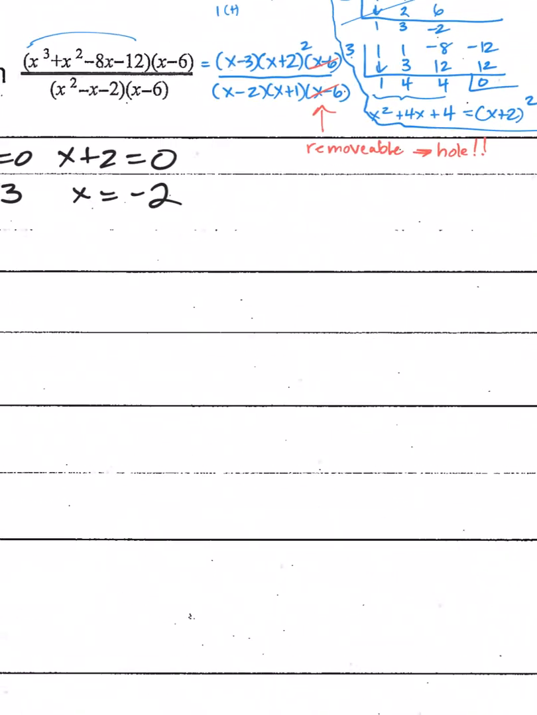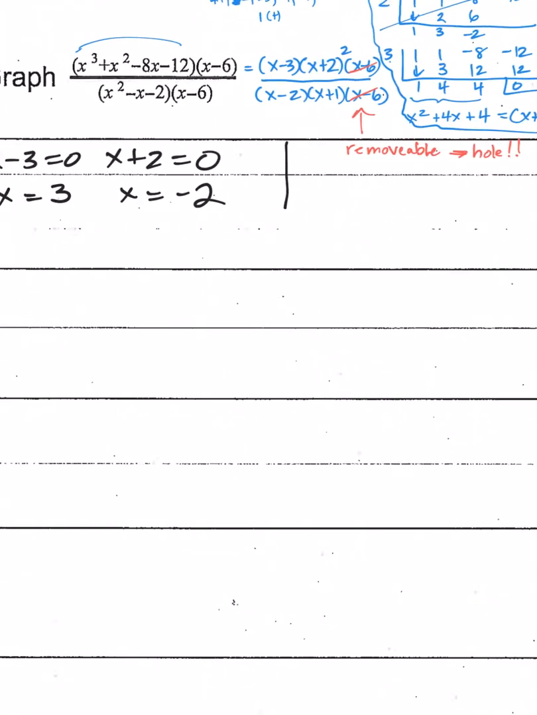Yay. All right. So let's go up here and figure out where our removable is. What is our hole? How do I figure out where it's at? We take the 6 and we plug it back into what's left right here. So we take f of 6. You know why it's 6? Because that's what x equals at that point, right? And we plug it back into what's left. We don't plug it in the original. We got rid of the x minus 6.